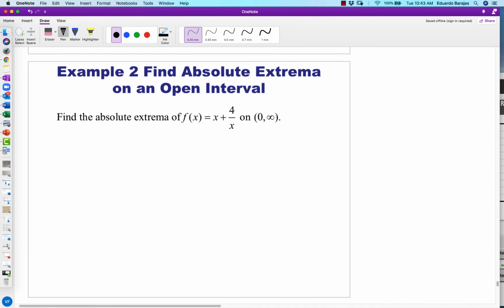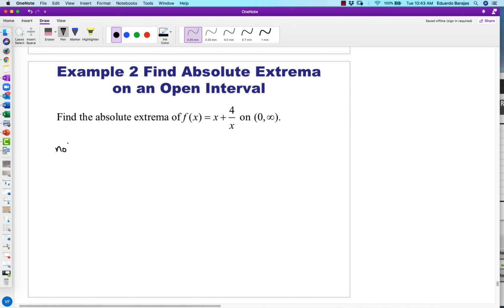Okay, so find the absolute extremum of this function on the interval from 0 to infinity, not including 0. And so I can see that this is going to be a function that's continuous on this interval, right? So the only place where we can get into trouble is if we let x equal 0, right? That's the only place where we could be dividing by 0.